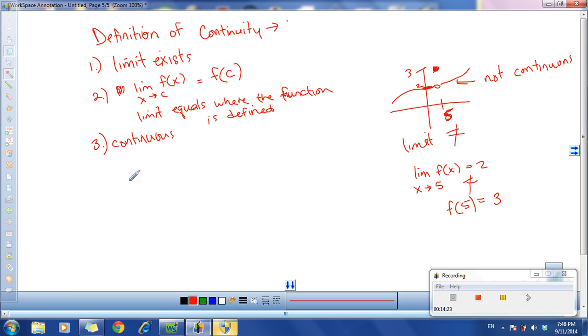So there shouldn't be any breaks, there shouldn't be any asymptotes. And with this definition of continuity, all these 3 things must happen in order for you to be able to find a derivative. So they're all related back to derivatives.